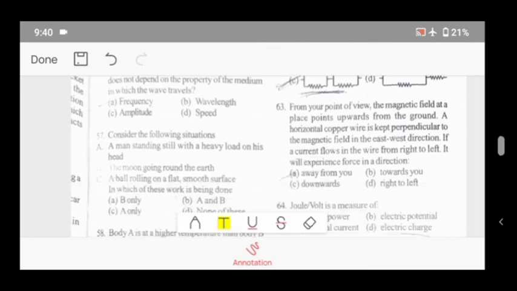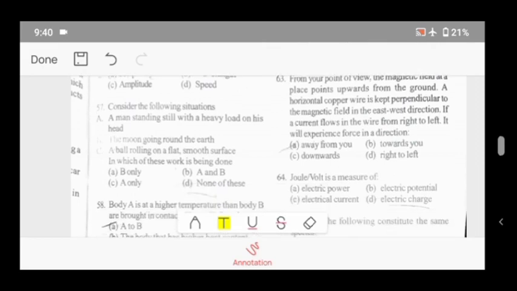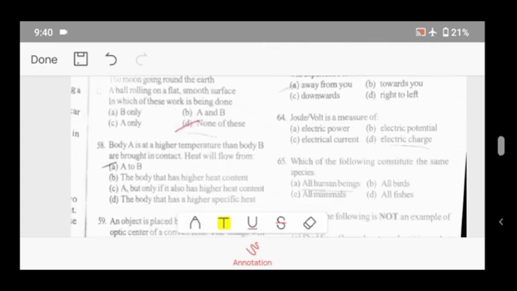Consider the following situation. So the answer of this will be D. I will mark it. Okay. Body A is at a higher temperature than body B and they are brought in contact. Heat will flow from A to B.